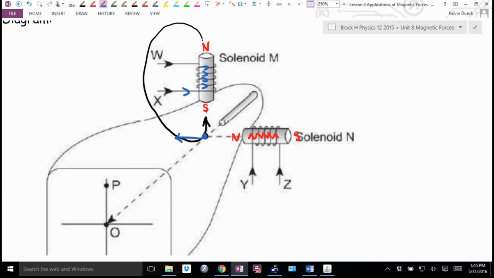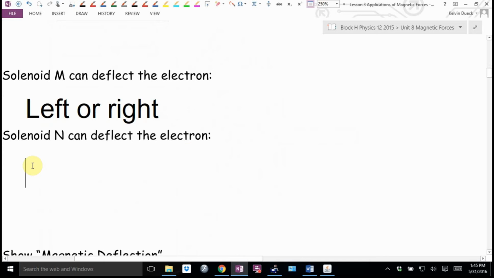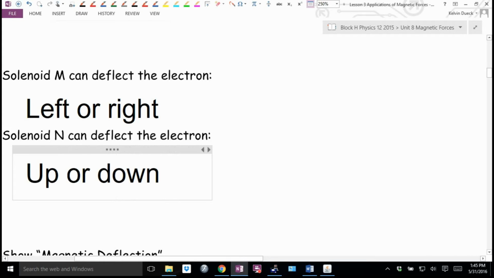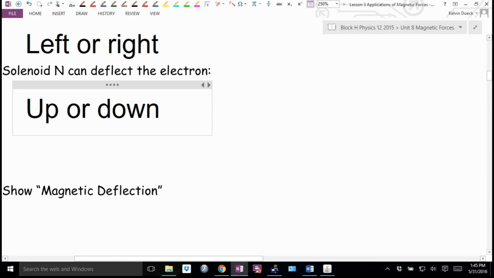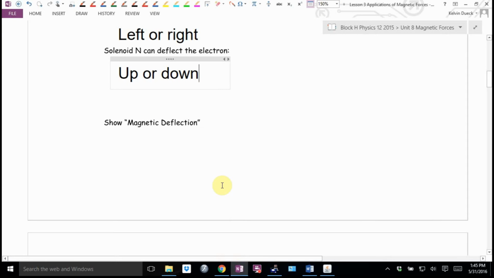Solenoid N can deflect the electron up or down. I have a note here, show the little video, magnetic deflection. I showed you that last class, the way the magnet was able to warp the TV screen when you brought it in close, because that TV was an old style cathode ray tube. And nice thing, solenoids, much shorter. It lets you move the back in closer. The back doesn't have to stick out so much.